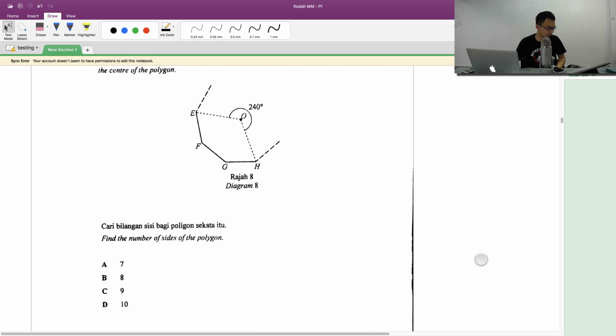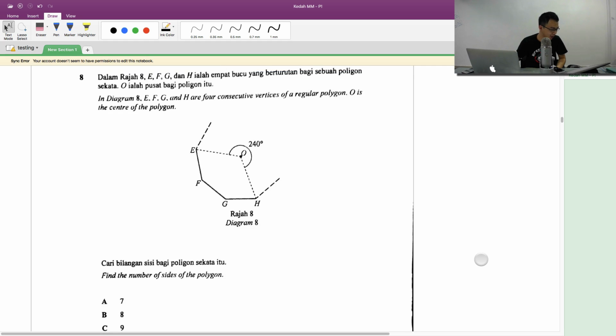Okay, so for question number 8, EFGH are 4 consecutive vertices of the regular polygon, but the question doesn't tell you what is that polygon, so you have to find how many sides this polygon has. So yeah, we will actually solve it.